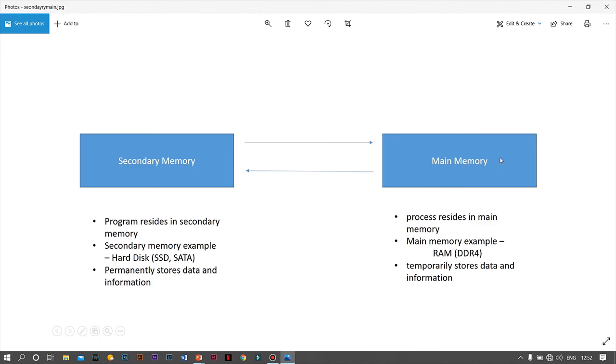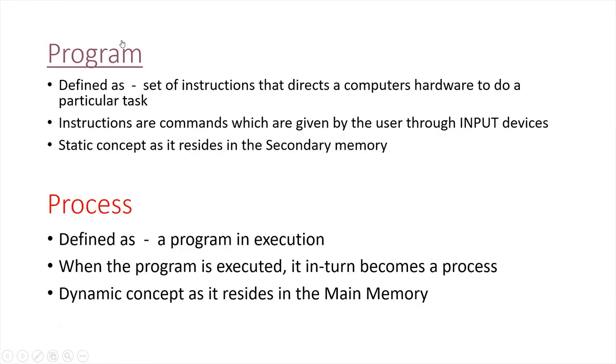Again, if you go back to the slide, always remember: a program is a set of instructions, whereas a process is a program in execution. A program is kept where? In your secondary memory, because it has to be permanently stored, whereas a process is stored in your main memory.